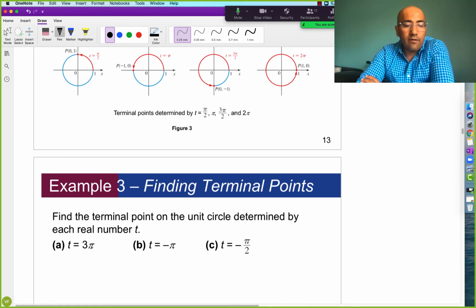So if we wanted to figure out the terminal point associated with t equals 3 pi, remember that 2 pi is one complete rotation, and then you go another pi, so you end up at the point (-1, 0). That's what this one's going to be. One complete rotation all the way around, and then an extra part.